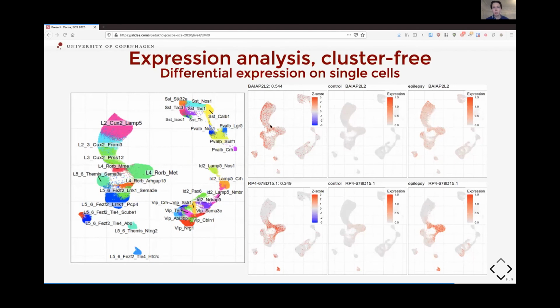So on the top left, you can see z-score for these genes. Then top middle, you can see expression of these genes in the control, and top right in the epilepsy. And lower is the same, but for the other gene. So you can see that these scores actually show you pretty good the information, and you get the whole matrix of these scores. So you can analyze which genes are changed where without knowing anything about annotation.